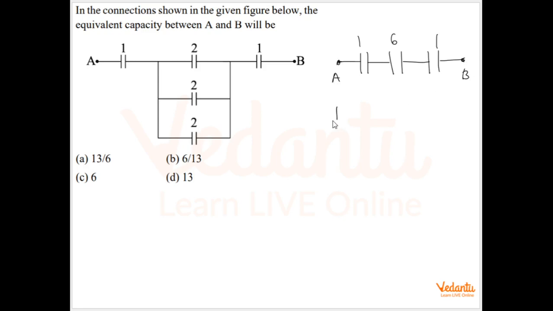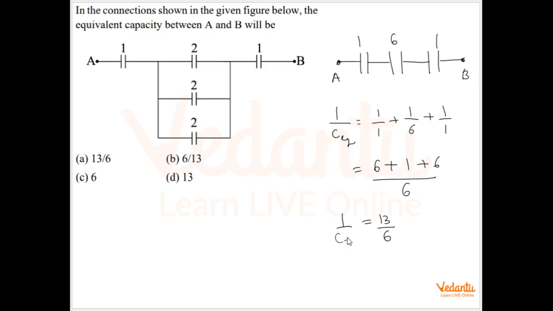Then calculating equivalent capacitance is very easy. 1 by C equivalent is equal to 1 by 1 plus 1 by 6 plus 1 by 1. That will be 6 plus 1 plus 6 whole divided by 6. That will be 13 by 6. So equivalent capacitance will be 6 by 13. Option B will be your correct answer.